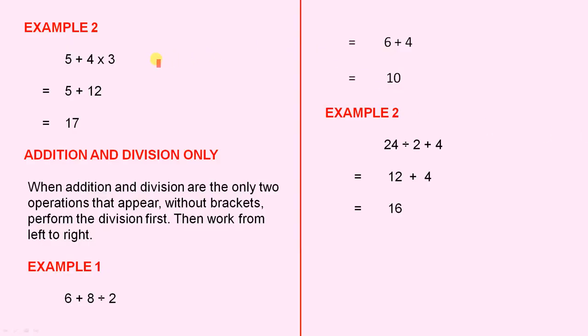Example 2, 5 plus 4 times 3. We do the multiplication first to give us 12. 5 plus 12 equals 17.